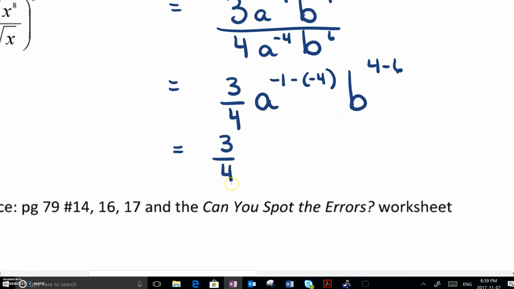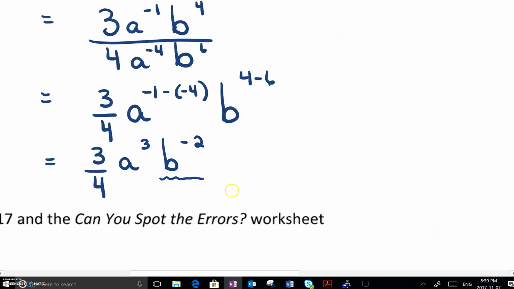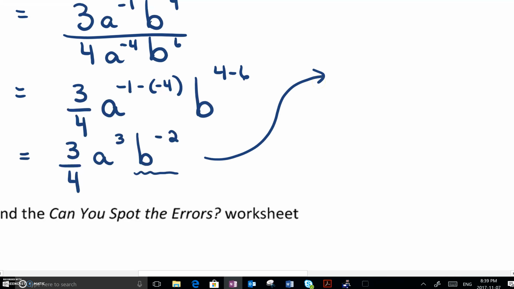So now we're left with 3 over 4 times a to the power of negative 1 plus 4, which is a to the power of 3, and b to the power of negative 2. Now, since you have a negative exponent, you have to simplify that. Don't forget that you have to simplify that. And that basically becomes a fraction. But in order to not complicate this, because you already have a fraction, keep your positive exponents at the top and keep your negative exponents at the bottom, but make sure that you make it a positive once you put it in the denominator.